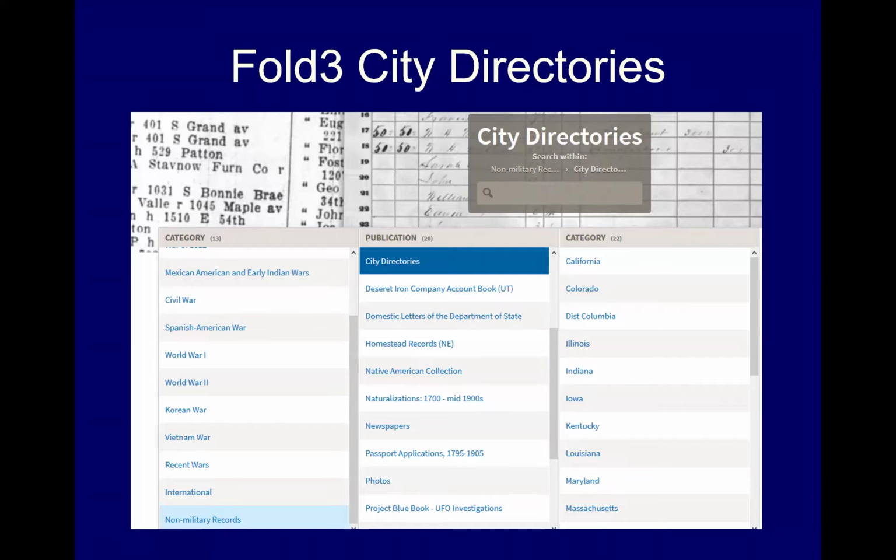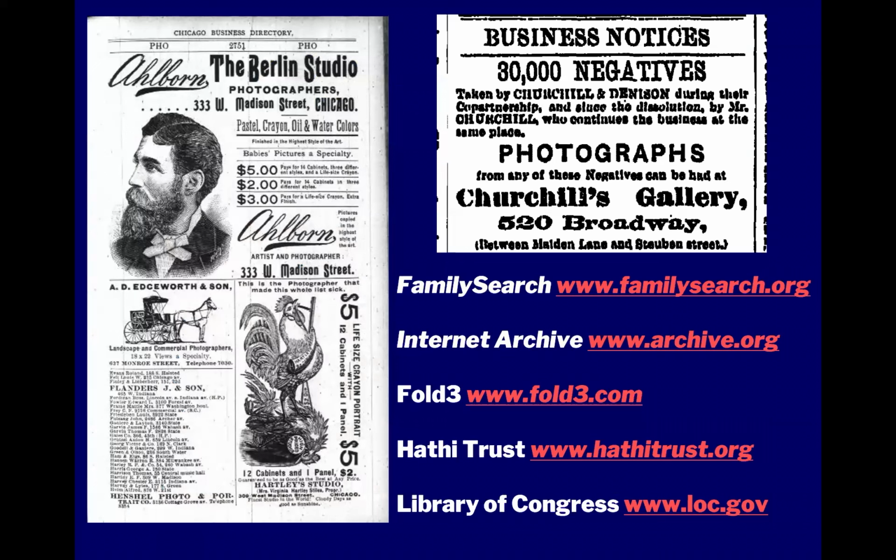So Fold 3 is just another example of that, where you can go in and look at city directories and look for photography studios and start to pinpoint when particular studios happen to have been in business at any given time, right? You might get ads about these particular businesses. So you could use those to your advantage as well.